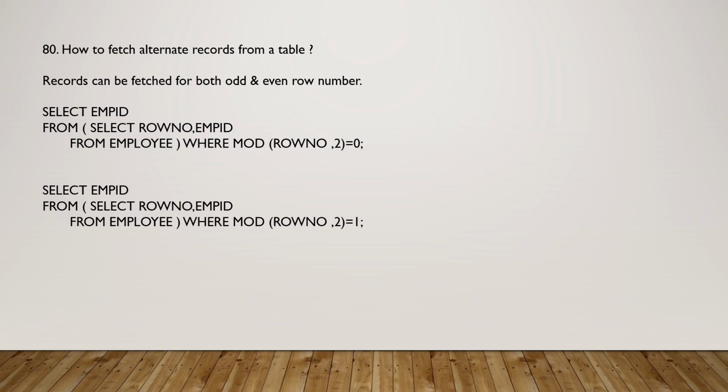How to fetch alternative records from a table? Records can be fetched for both odd and even row numbers. So here is an example.